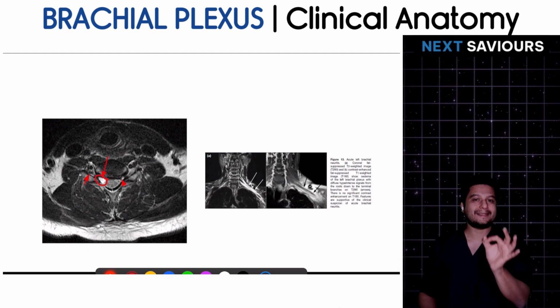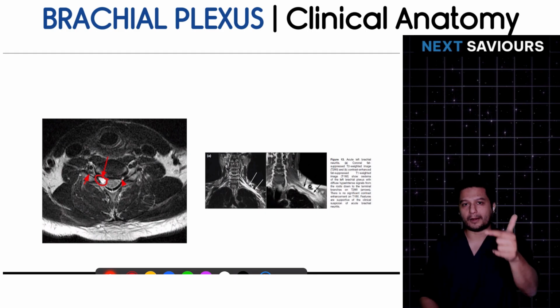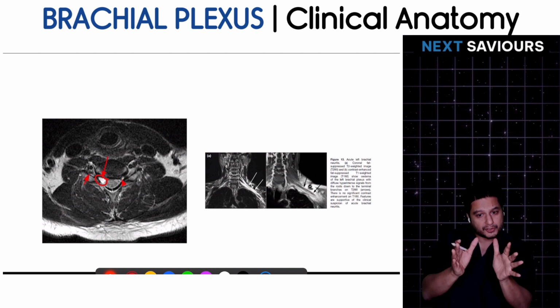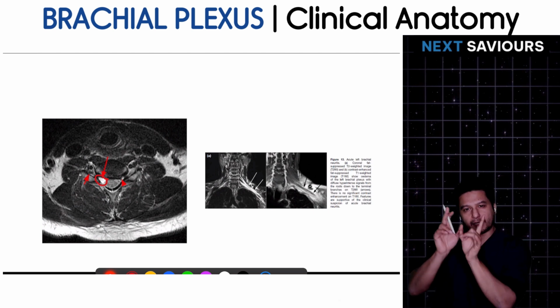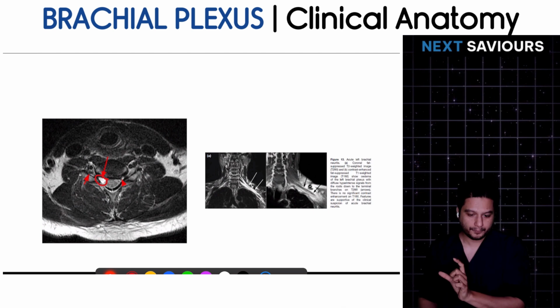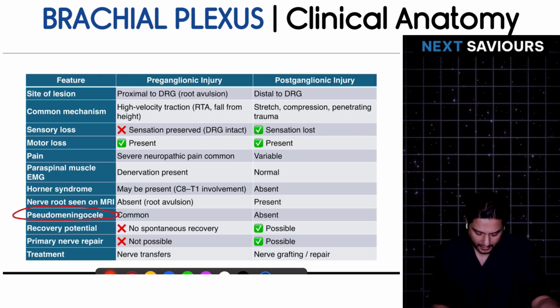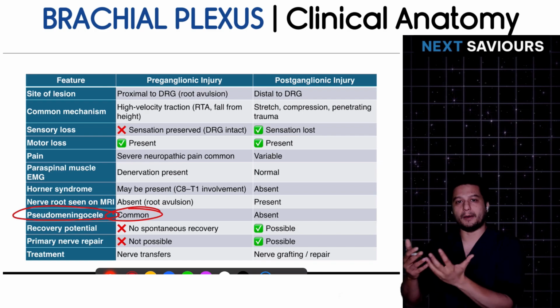So this is known as pseudo-meningocele. That is one of the findings. That means the nerve roots cannot be identified because they are avulsed. Instead, there is a presence of fluid right at the junction of the root with the spinal cord. So this is pseudo-meningocele which is usually present. So in case of MRI, the pseudo-meningocele is a very common observation.